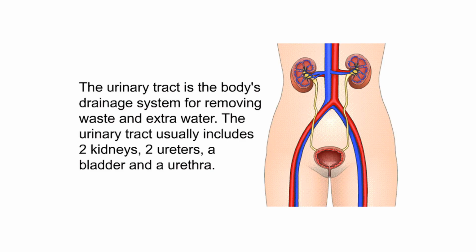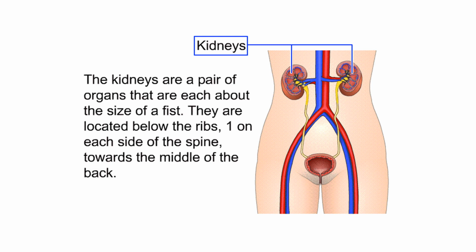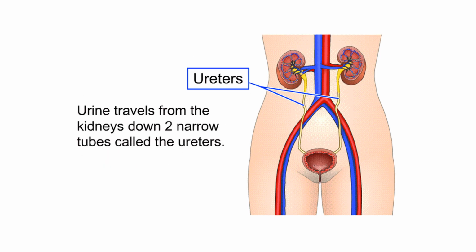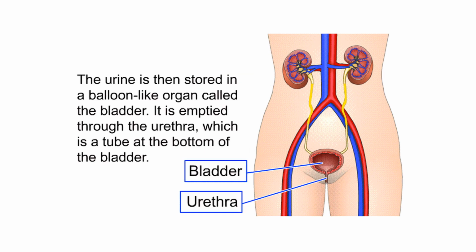Anatomy. The urinary tract is the body's drainage system for removing waste and extra water. The urinary tract usually includes 2 kidneys, 2 ureters, a bladder, and a urethra. The kidneys are a pair of organs that are each about the size of a fist. They are located below the ribs, one on each side of the spine, towards the middle of the back. Urine travels from the kidneys down 2 narrow tubes called the ureters. The urine is then stored in a balloon-like organ called the bladder. It is emptied through the urethra, which is a tube at the bottom of the bladder.